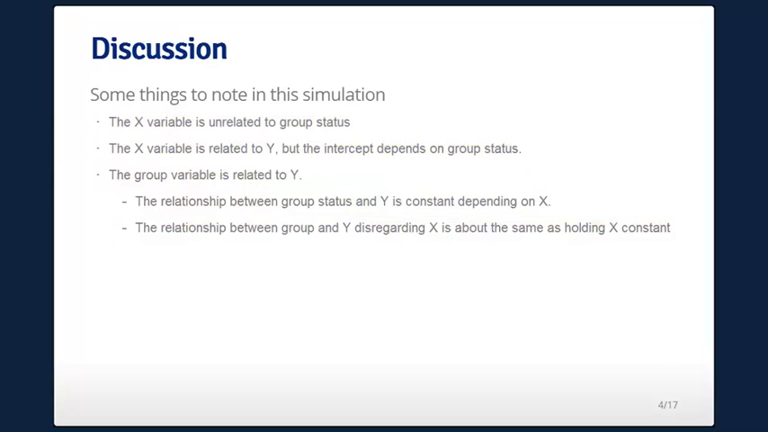Okay, so now let's look at some harder cases where things are less clear.